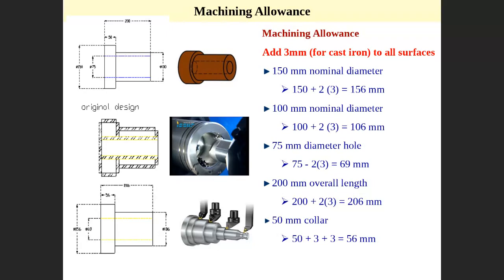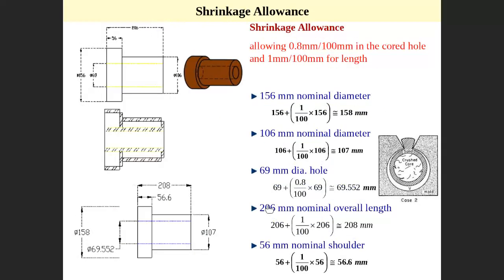We added to this dimension, which is obtained after adding the machining allowance. This is the dimension after adding machining allowance. We will start from this one in the shrinkage allowance. So this one becomes 26, 156 and so on. Then this dimension will be added the shrinkage allowance. So start one by one.